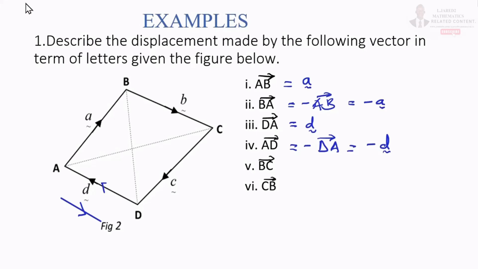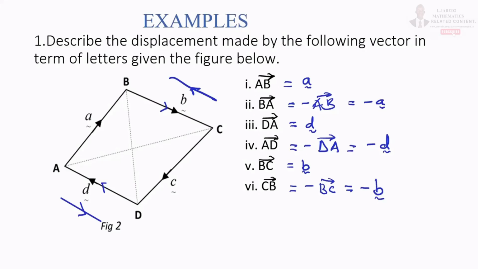Then we have BC. From the diagram, we can see that BC is in this direction, following the arrow, and it's given by B, implying that vector BC equals B. Then vector CB takes the opposite direction of vector BC, implying that vector CB equals negative vector BC, because of the change of direction, which is the same as negative vector B.